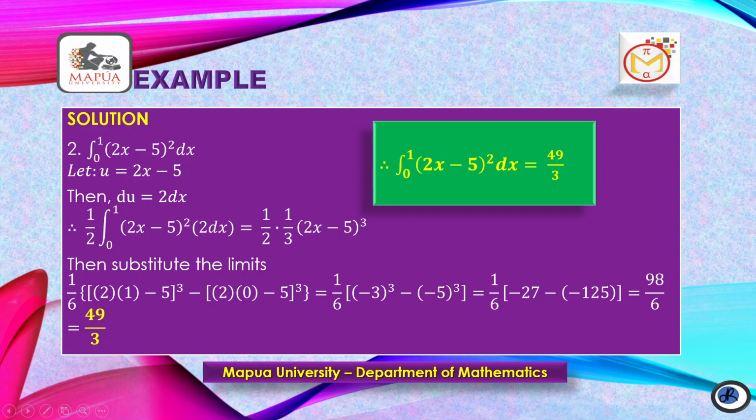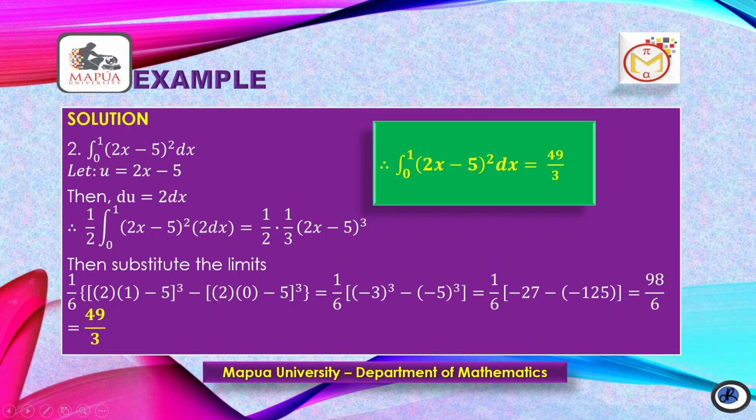So we can add now 1 to the exponent. So this becomes 2 plus 1, and this is 3 over 3. So we have 1/2 times 1/3. So we have 1/6 and the quantity (2x minus 5) raised to 3. Now, substituting the limit, it should be the upper minus the lower limit, but we substitute the upper first to the quantity, minus the lower substituted to the quantity. So we can now consider the 1/6 as our coefficient here, and then we have 2 times 1 minus 5 raised to cube, and then minus the lower limit, which is 0, so 2 times 0 minus 5 raised to cube also.